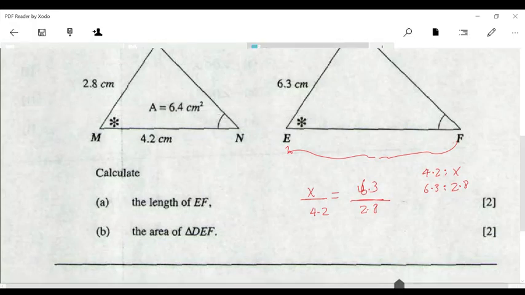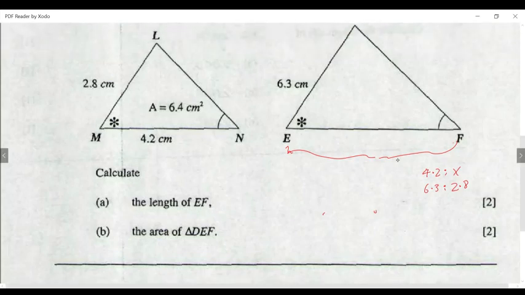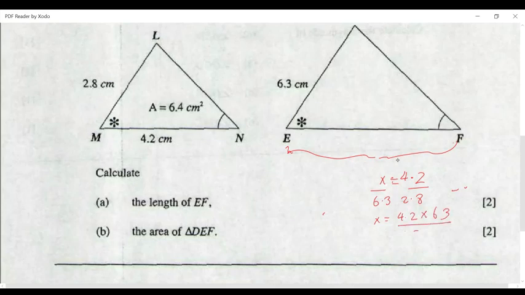I'm so sorry. So now you should see that you need to do the ratio correctly. You compare like sides. So x is to 4.2 as 6.3 is to 2.8. Then this should be what your ratio looks like. Now to solve for x, you just have to say x is equal to 4.2 times 6.3 divided by 2.8.